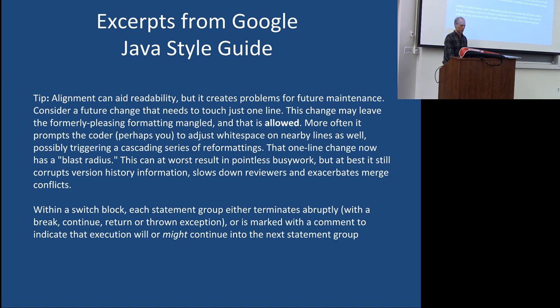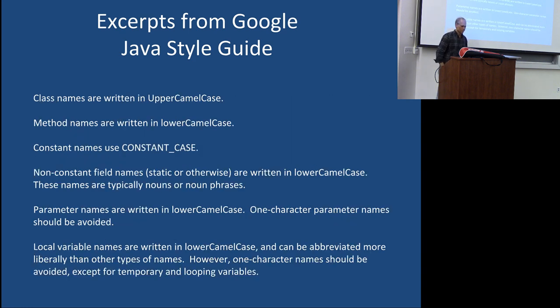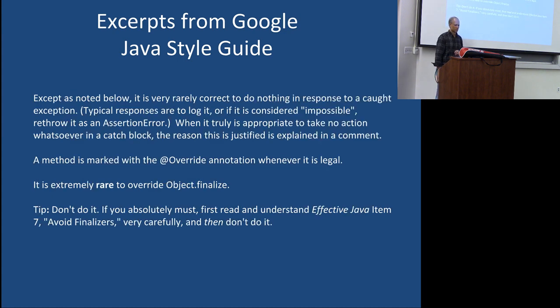This is just saying to put a break or continue, return, or an exception at the end of each piece of it. Don't let control flow through unless you mark it with a comment. It's talking about how to capitalize class names and method names and constants. When to use annotations, saying think twice before you override object.finalize, which I'm certain I've never done.